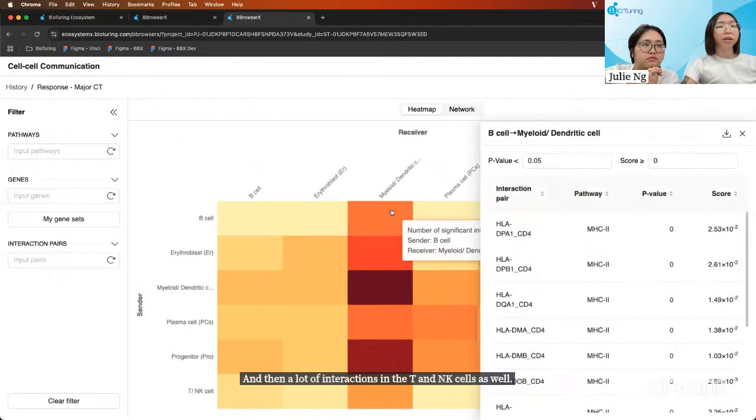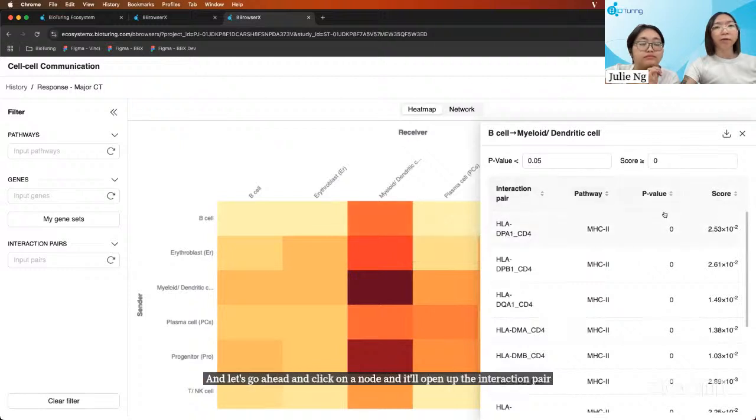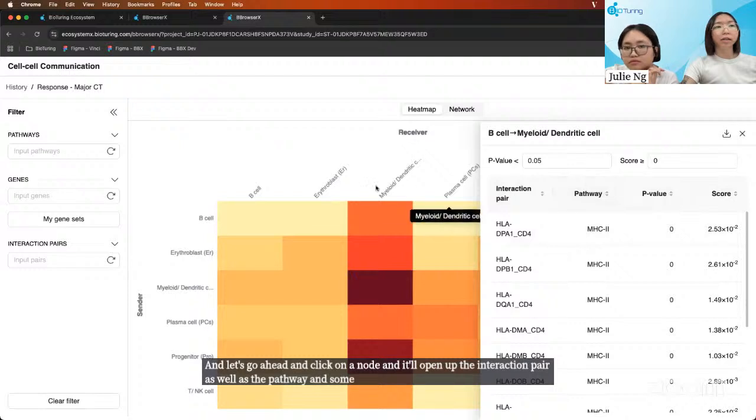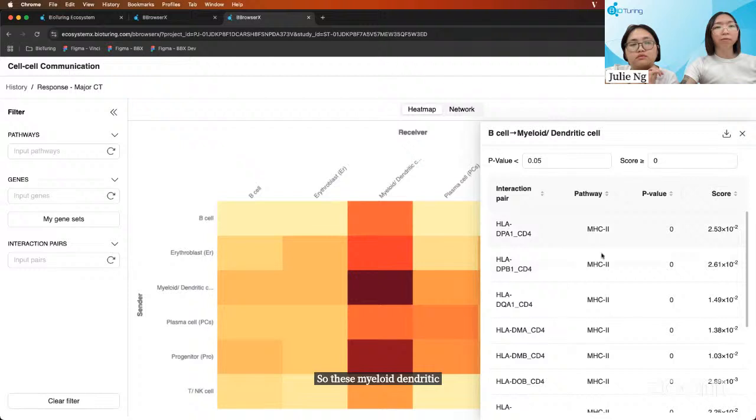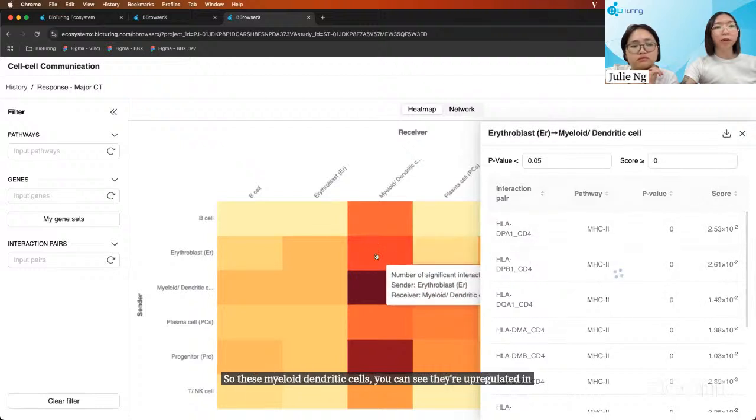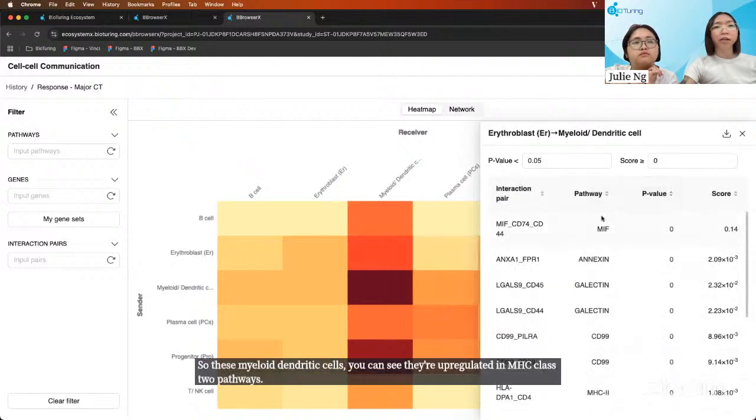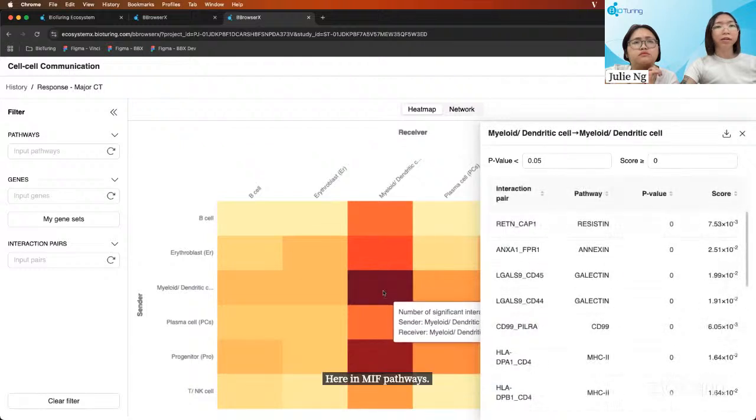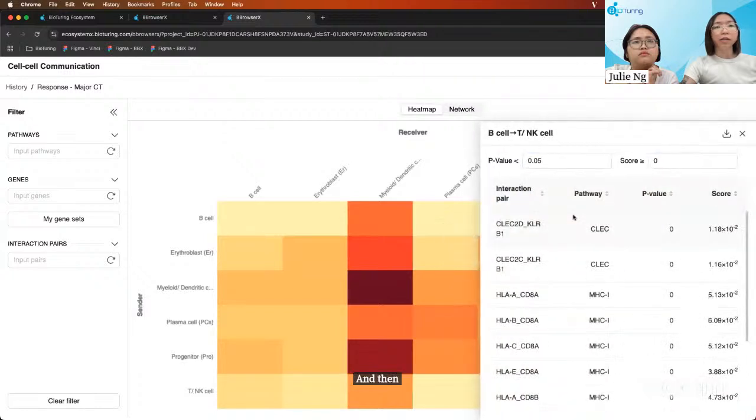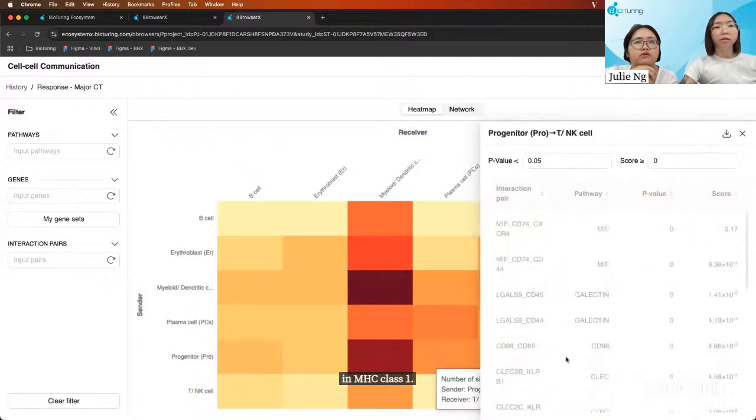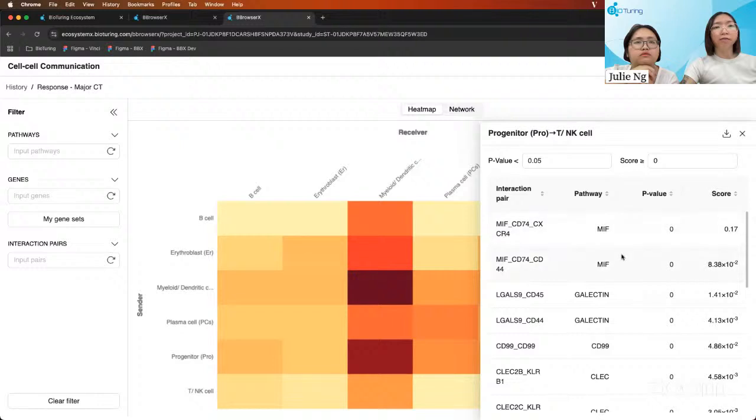And let's go ahead and click on a node, and it'll open up the interaction pair as well as the pathway and some statistics related to that. So these myeloid dendritic cells, you can see they're upregulated in MHC class 2 pathways, here in MIF pathways, here and here. And then in our T and NK cells, these are more upregulated in MHC class 1, here, MHC and MIF as well.